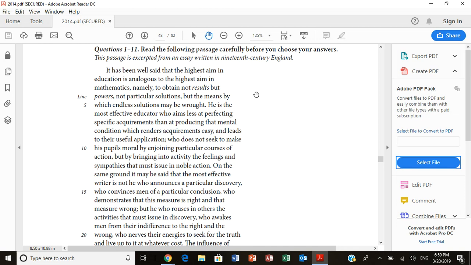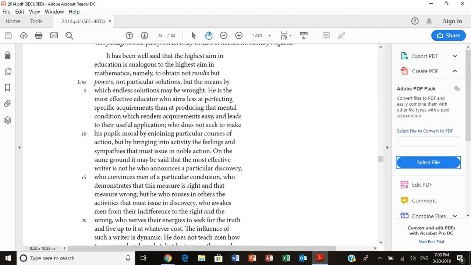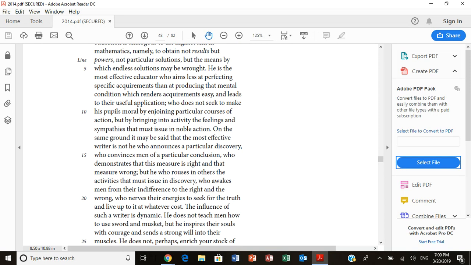Okay, so the way that education is like mathematics is that the real purpose of it, the best purpose of it, is to obtain not just the right answer, but the power to calculate the right answer. Not just a particular solution, but the means by which, that is, the understanding by which endless solutions may be wrought. He is the most effective educator who aims less at perfecting specific acquirements than at producing that mental condition which renders acquirements easy and leads to the useful application.